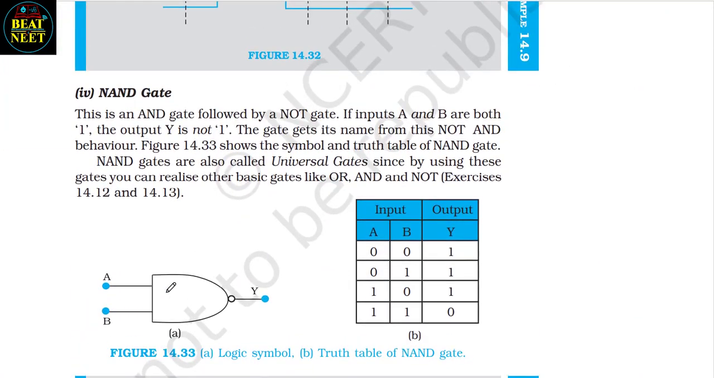Number 4, NAND gate. This is an AND gate followed by a NOT gate. If inputs A and B are both 1, the output Y is not 1. The gate gets its name from this NOT AND behavior. Figure 14.33 shows the symbol and truth table of NAND gate. NAND gates are also called universal gates since by using these gates you can realize other basic gates like OR, AND, NOT.